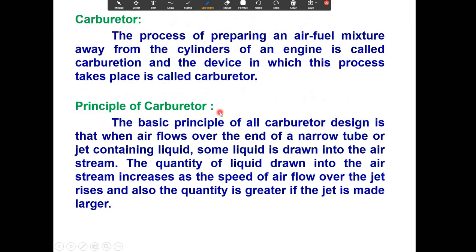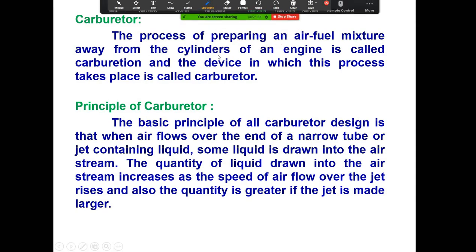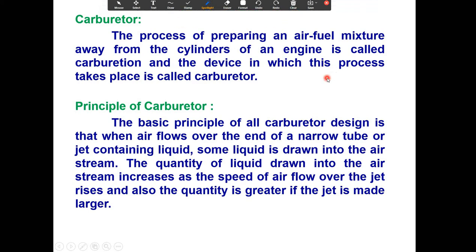So, what is the carburetor? It is the preparation of an air and fuel mixture away from the engine cylinder, isn't it? It is called carburation, and the device in which this process takes place is called the carburetor.